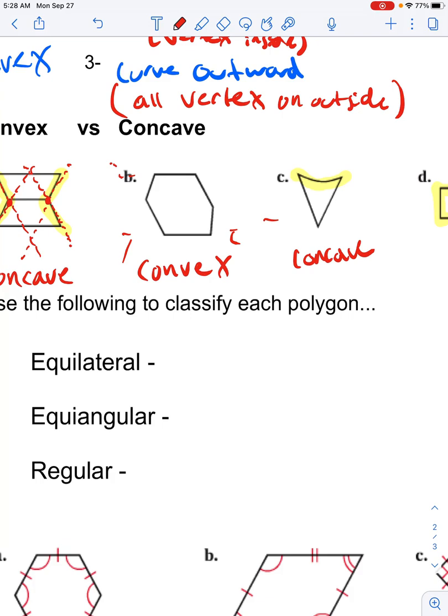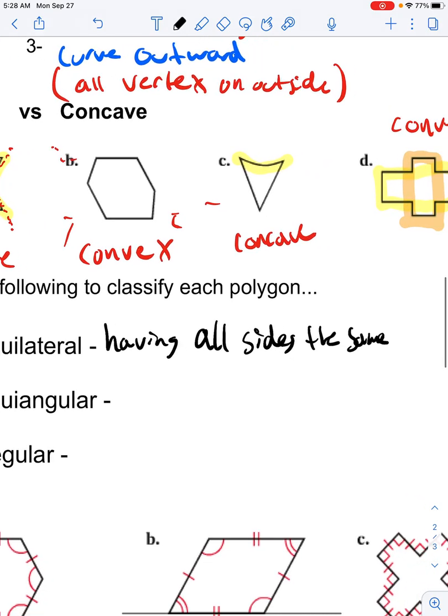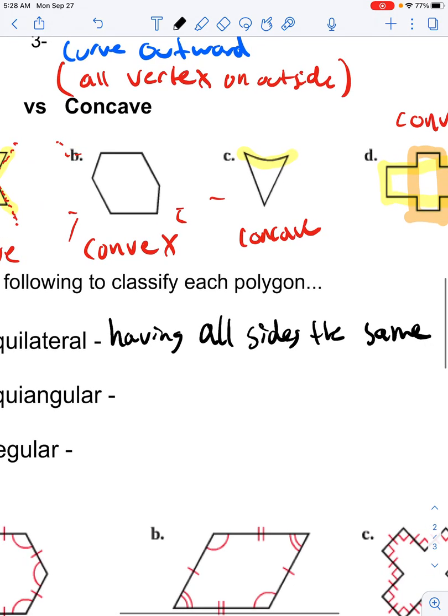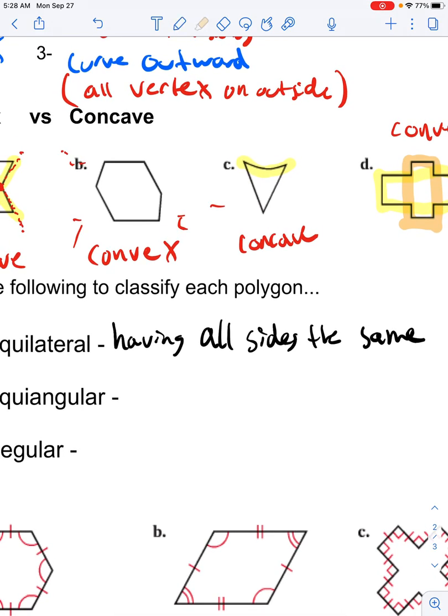So what do those mean? Well, we've got this word equal, okay? So equilateral means having all sides the same. And in geometry, we're going to talk a lot about equilateral triangles. So again, we've got this keyword equal.